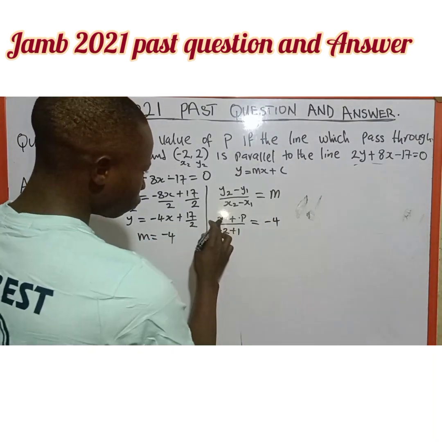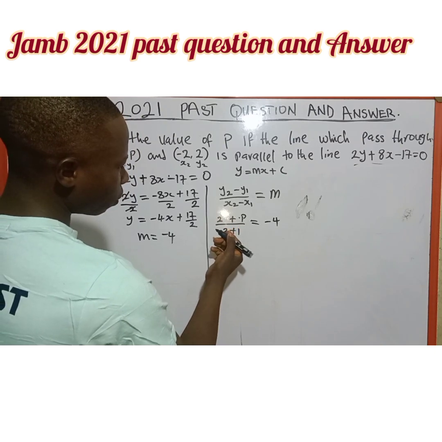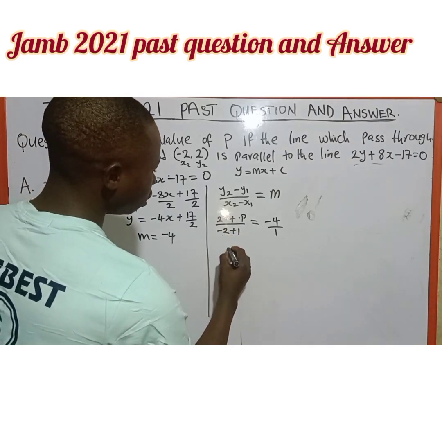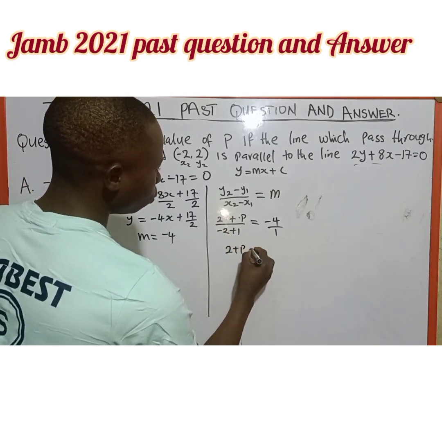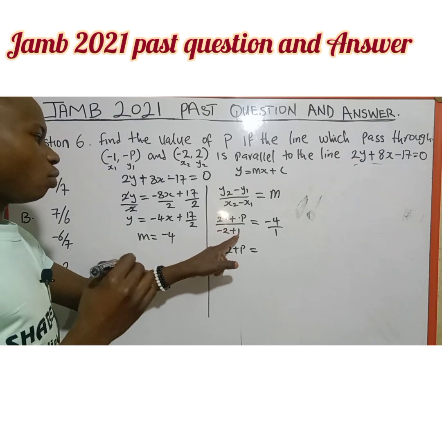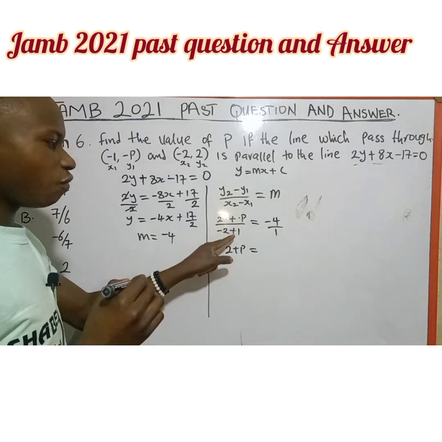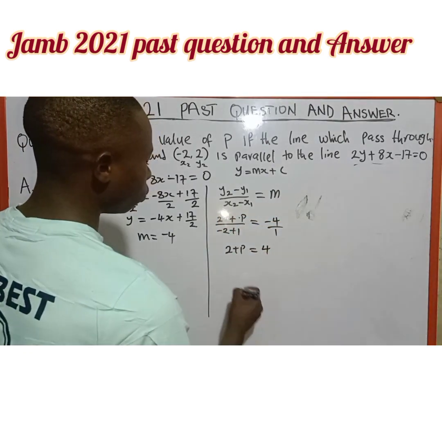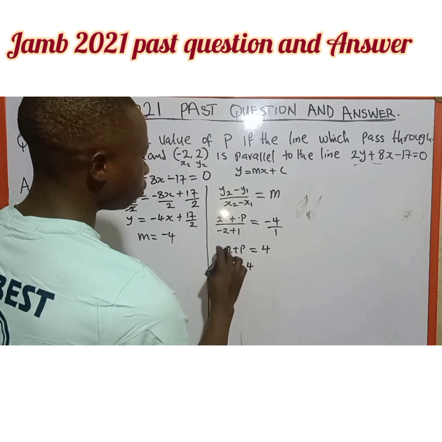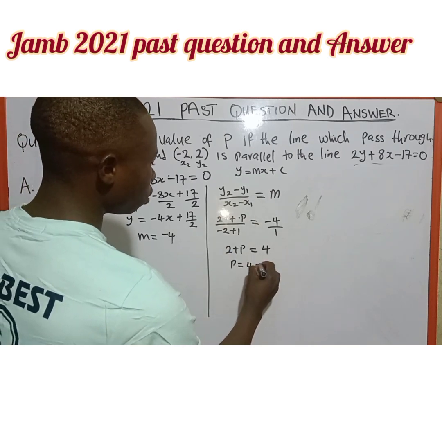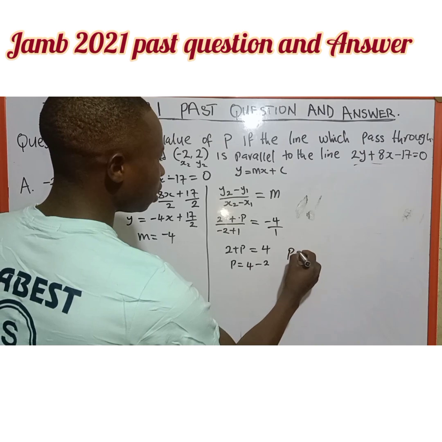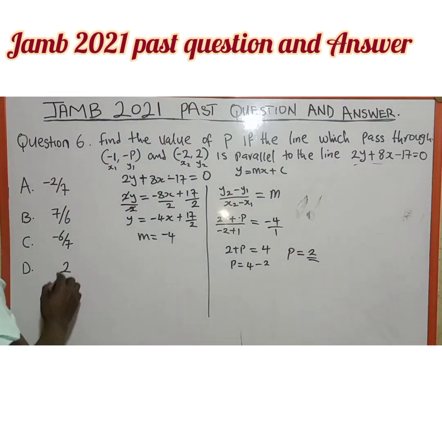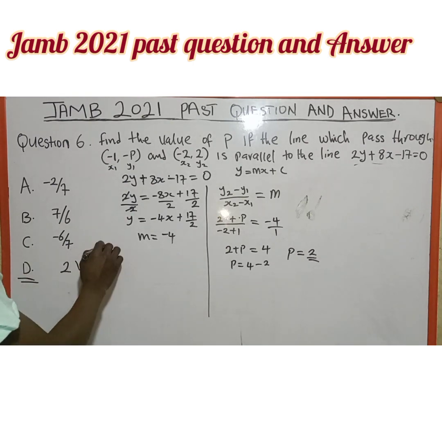So from here, we can cross multiply. So 1 multiplied by the whole of this will give me 2 plus p, which will be equal to -2 plus 1, which gives me -1, and -1 multiplied by -4 gives me +4. So 2 plus p is equal to 4. Taking this 2 to the other side of the equation, it will be -2. So my p now will be equal to 4 minus 2, which gives me 2. So from our options, D is 2. D is the correct option here.